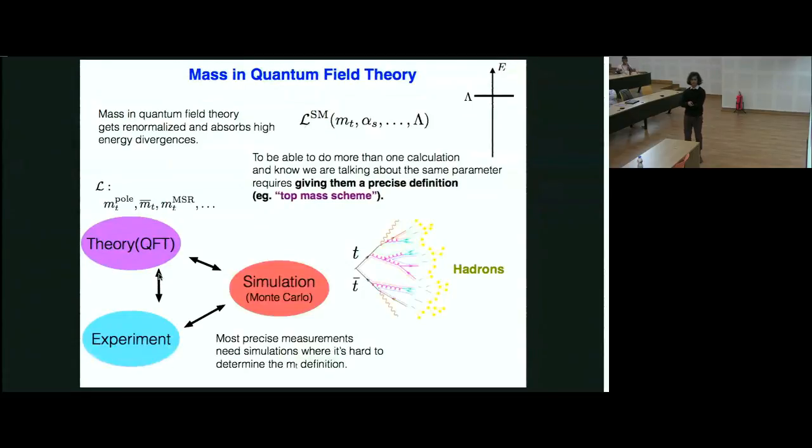Most precise measurements that I've displayed earlier directly relied on simulations or Monte Carlo, because it's hard to use theory directly in these measurements. But the problem one faces is that it's hard to give a precise definition to the mass that is encoded in the Monte Carlo.